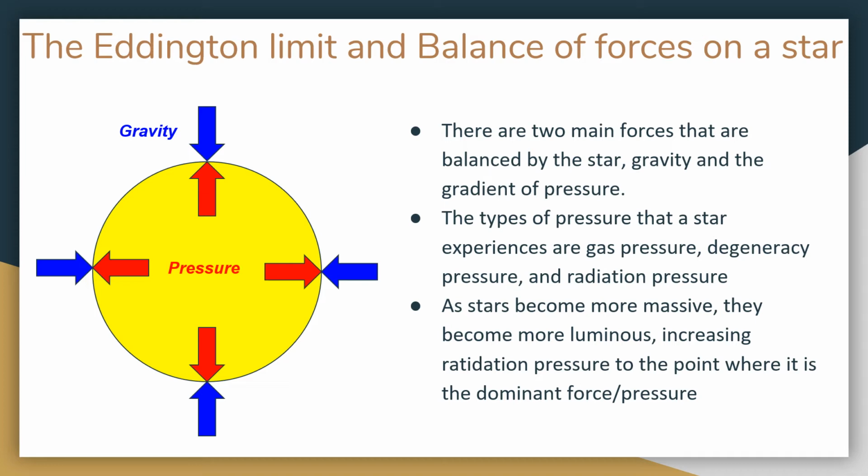As stars become more massive, they become more luminous, increasing radiation pressure to the point where it is the dominating force. When radiation pressure becomes great enough to equal the force of gravity, matter on the surface of the star can begin levitating. This is what is called the Eddington limit.